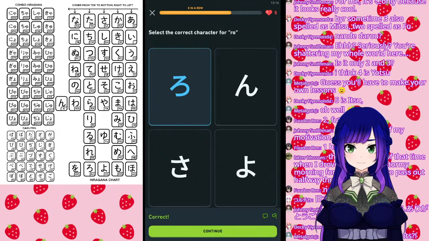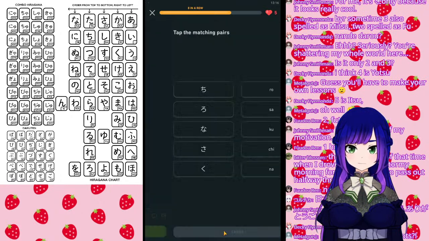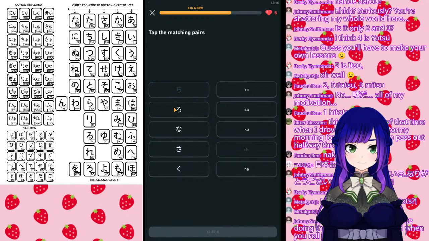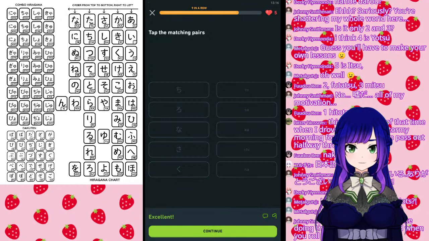ラリルレロ。Tap the matching pairs. Go from the top. ち、ろ、な、さ、く。I always thought it was like doing the first part of the sound when you roll your R's. But I think it's closer to an L sound. La la la sound.